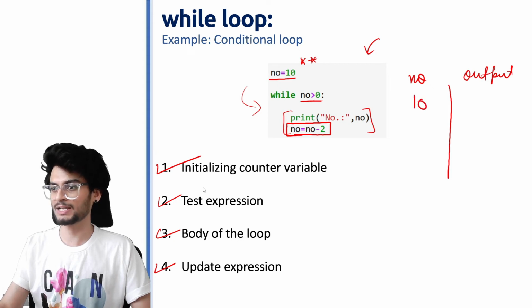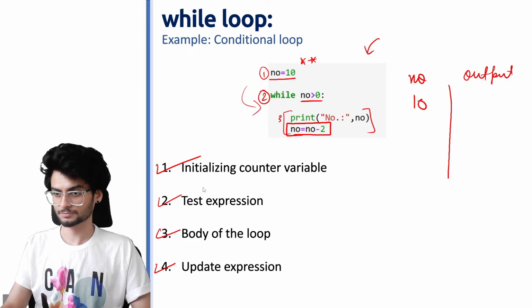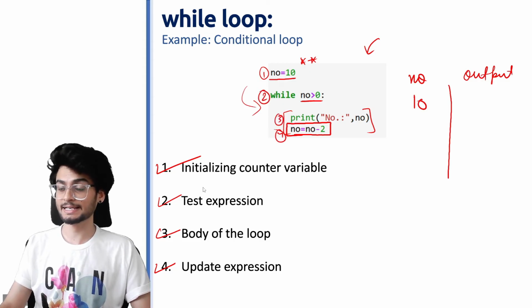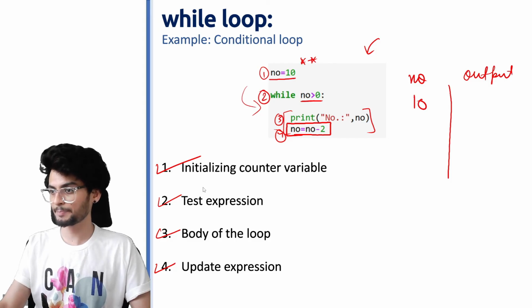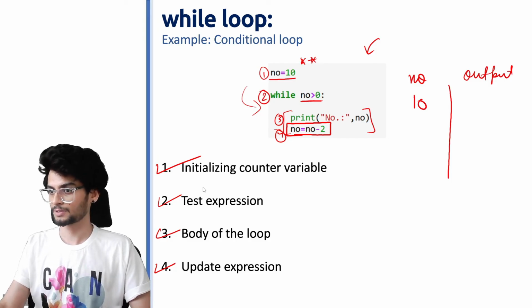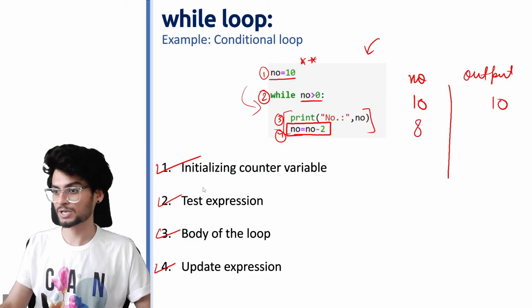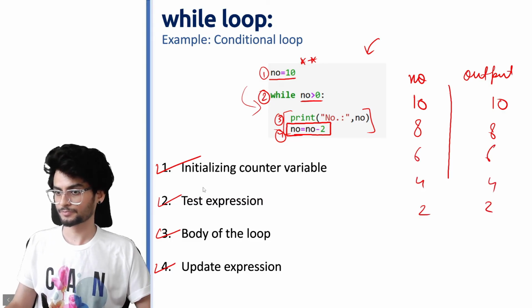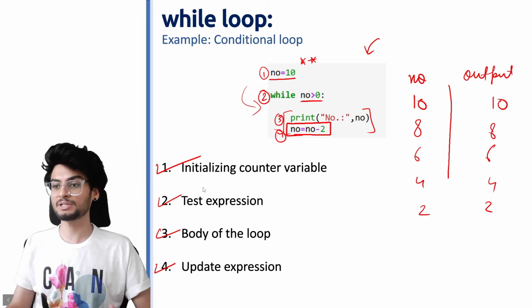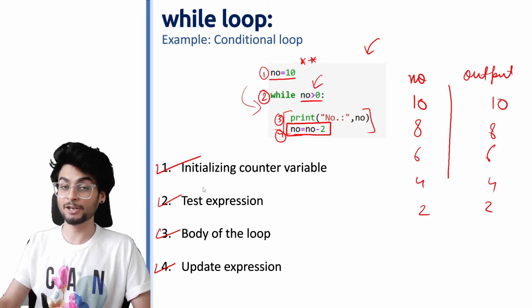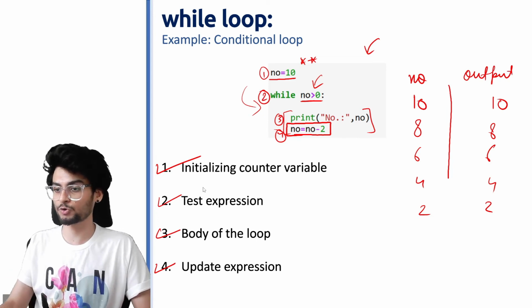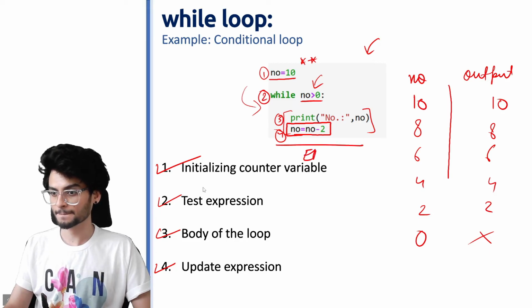So first of all, no's value is 10. It goes here, it checks, is no greater than 0? Yes, obviously. Then print the value of no. The output will be 10. Now no's value decreases by 2 every time. So here 8 came for 8. So finally it will go till 2, but our last part where no is being compared to 0 itself, it won't be right. So once this becomes 0, there is no output and your loop ends.